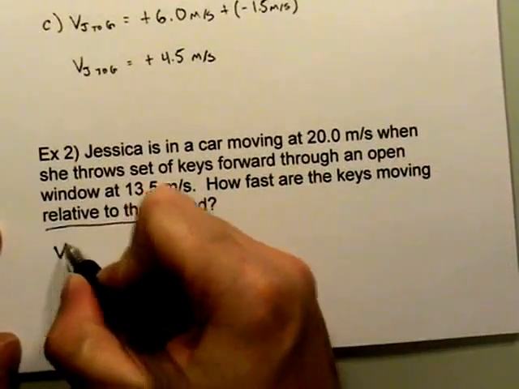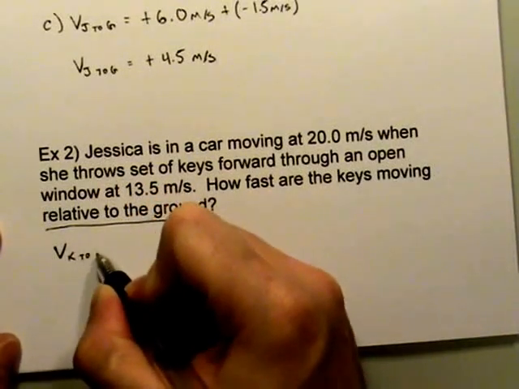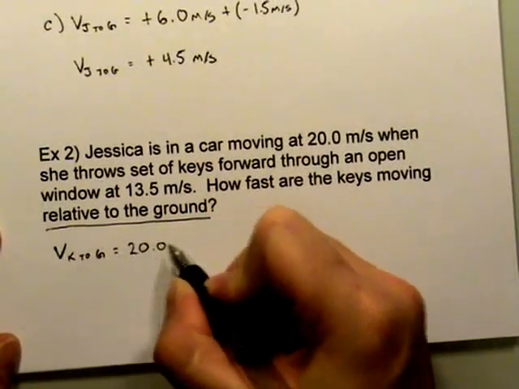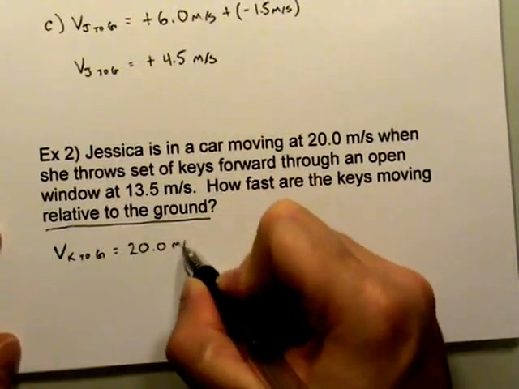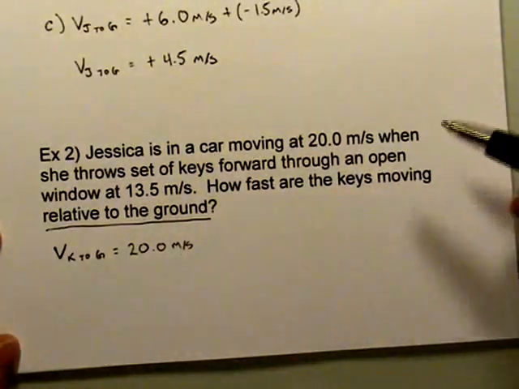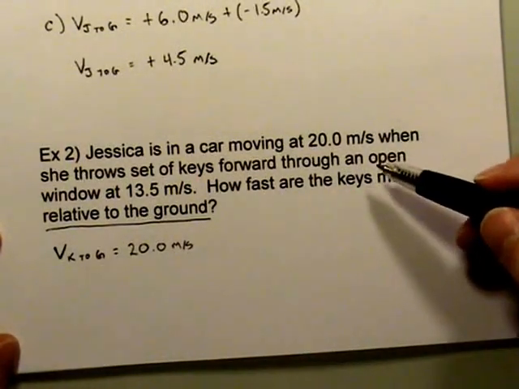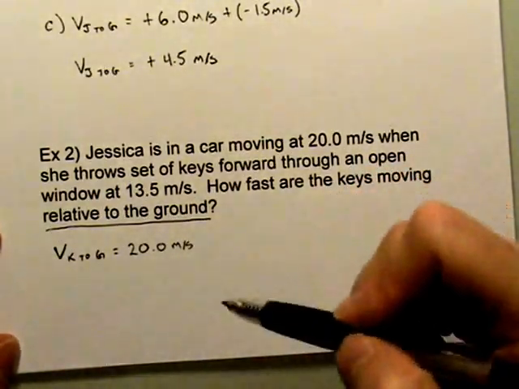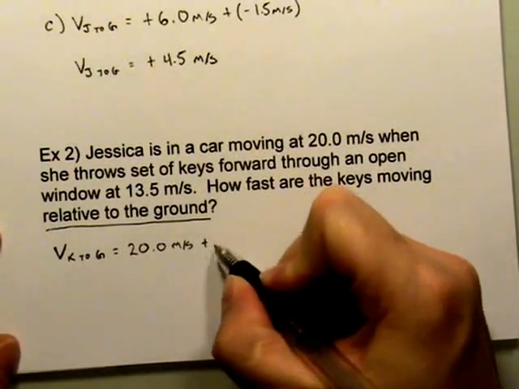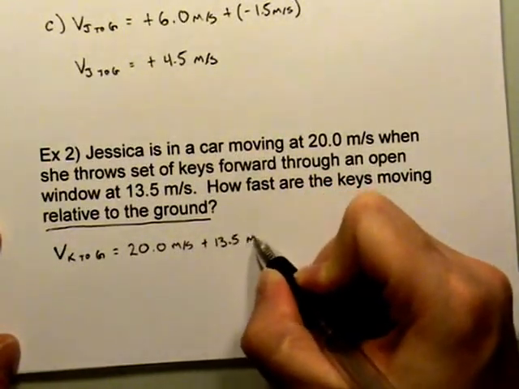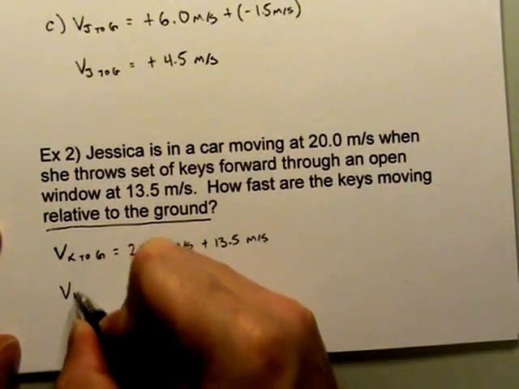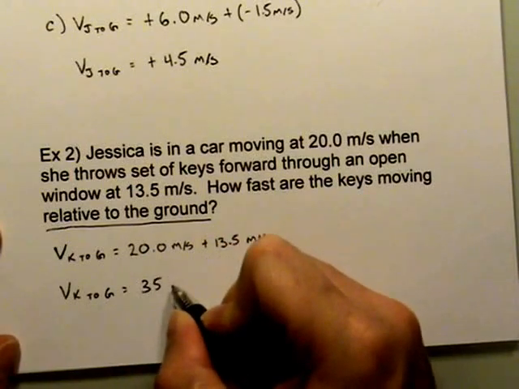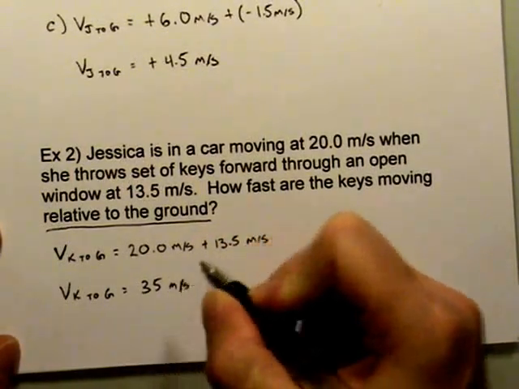So in this case, the velocity of the keys to the ground is going to include the velocity of the car. In other words, the keys would have that velocity even if she didn't throw them. The keys would be moving already at 20 meters per second. So when she throws them at 13.5 meters per second relative to the car, and the car is moving at 20 meters per second relative to the ground, we'll combine those two velocities to find a total velocity of 35 meters per second.